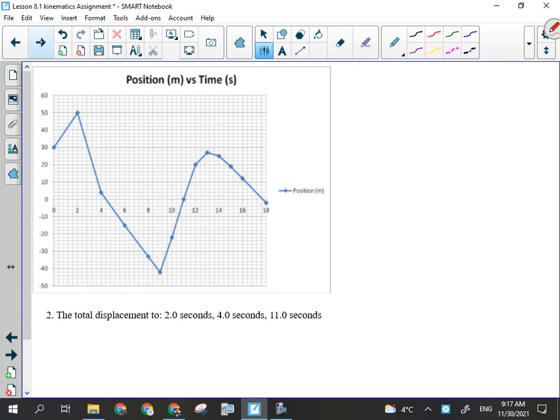Total displacement to time 2 seconds, time 4 seconds, time 11 seconds. Displacement is always calculated by going final position minus initial position from a position versus time graph. Our initial position for all of these is positive 30 meters. At time 2 seconds, which is right here, my position is 50 meters. So 50 minus 30 gives positive 20 meters.